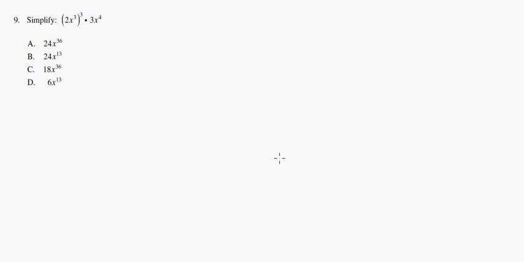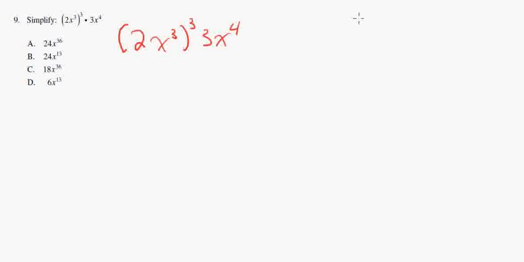Alright, question 9 for Practice Provincial B asks us to simplify the following: 2x cubed all to the cubed times 3x to the 4. Alright, let me rewrite it quickly over here. This is an application of the exponent laws that we studied earlier this year. So, I think it's fairly straightforward.